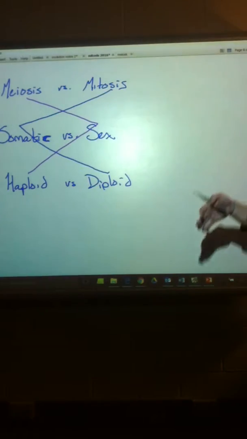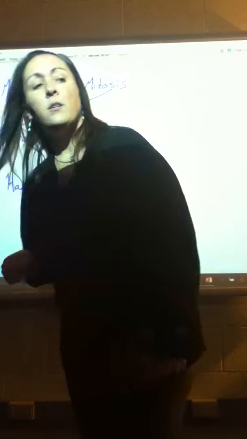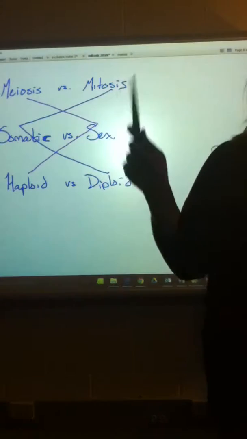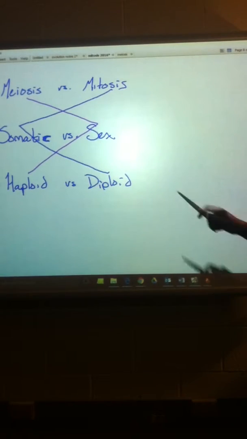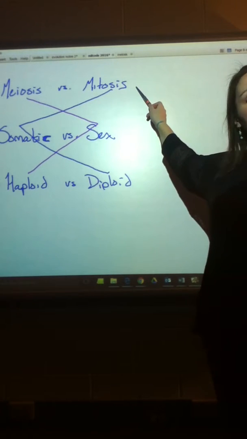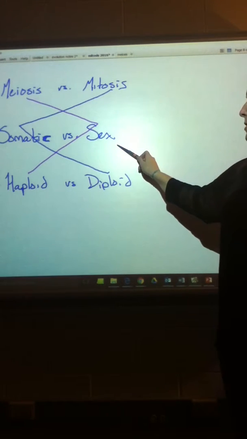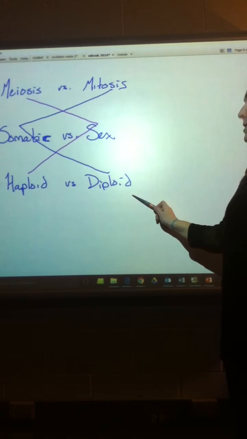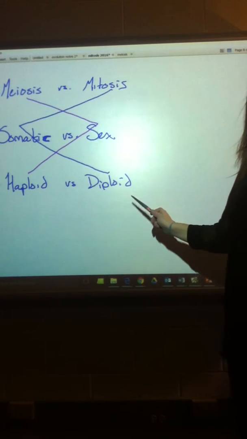All right, your job now. You're going to get with your notes, you're going to get a partner, and you're going to go over to the dry erase boards over here, and you're going to just digest this information real quick. Differences between mitosis and meiosis, differences between somatic cells and sex cells, differences between haploid and diploid. All right?